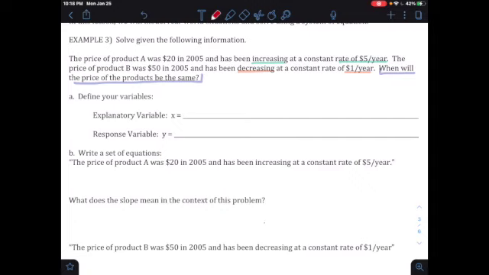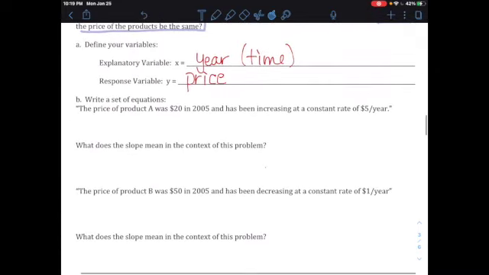So what we're going to do is, you should understand X is going to be your independent variable. So that's what I'm going to put down: the year. And if you understand time, that's totally okay too. Next one is the response variable, and that's Y. So that's going to be the price. Now let's read the first equation of the set of equations. The price of product A was $20 in 2005, and it is increasing, that means going up, at a rate of $5 per year. So you should know that's y equals, starting point is at 20.